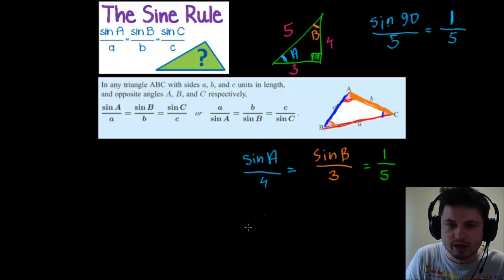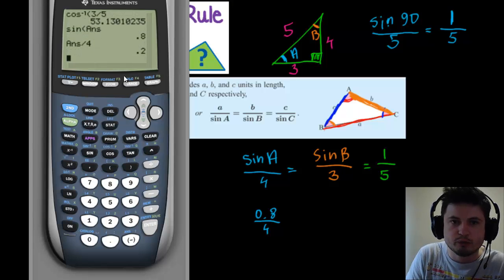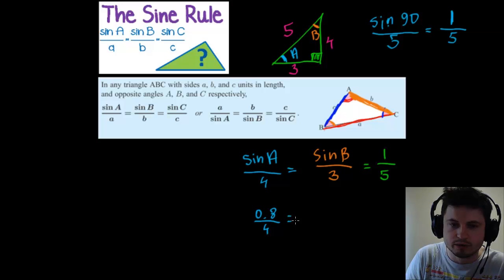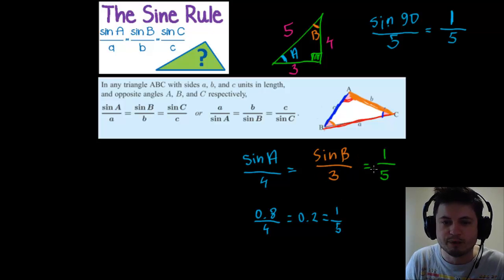So I can rewrite this as 0.8 divided by 4. And what is 0.8 divided by 4? Let's do answer divided by 4. And look at that, it's 0.2. And if you know your decimals and fractions, this is once again 1 over 5. You can also test this for the other angle, and it will give you exactly the same ratio. So here, the ratios of all of these angles will be the same.